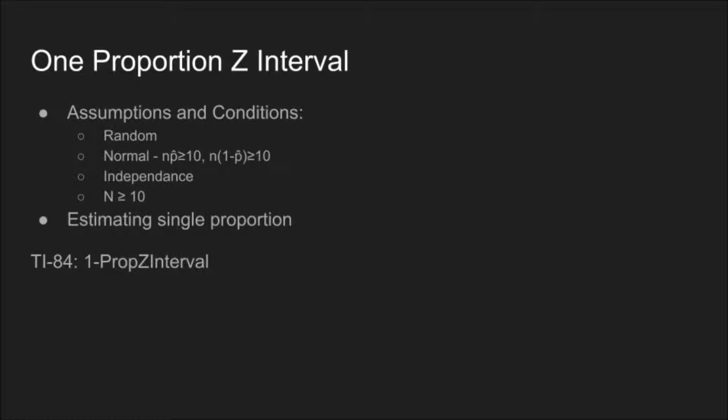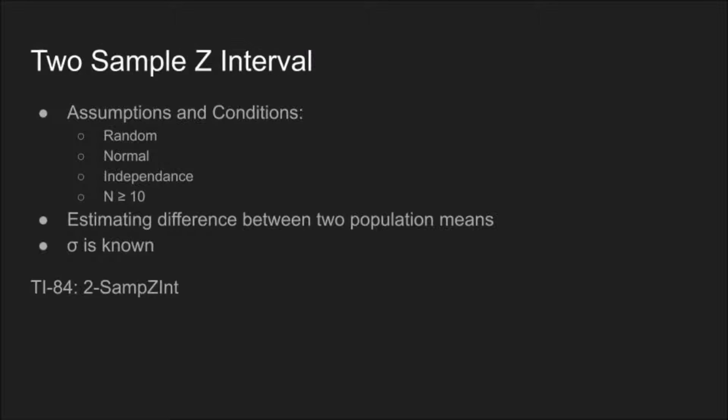After that is the one proportion z interval, which is estimating a single proportion. Then there's the two sample z interval, which is estimating the difference between two population means with a known standard deviation. However, in the two sample t interval, you are still estimating the difference between two population means, but the standard deviation is not known.